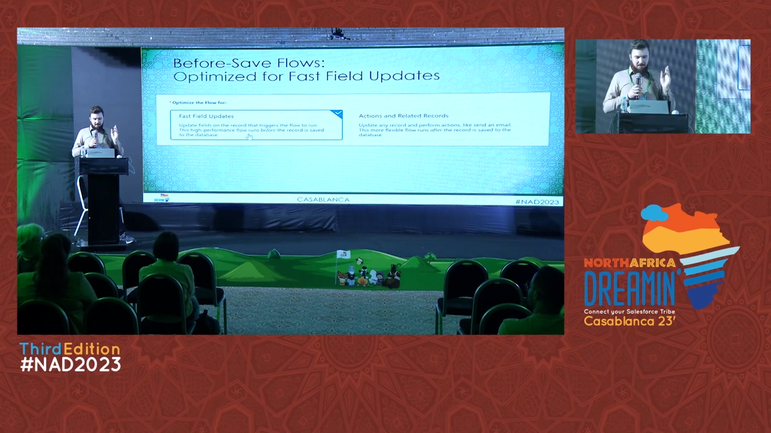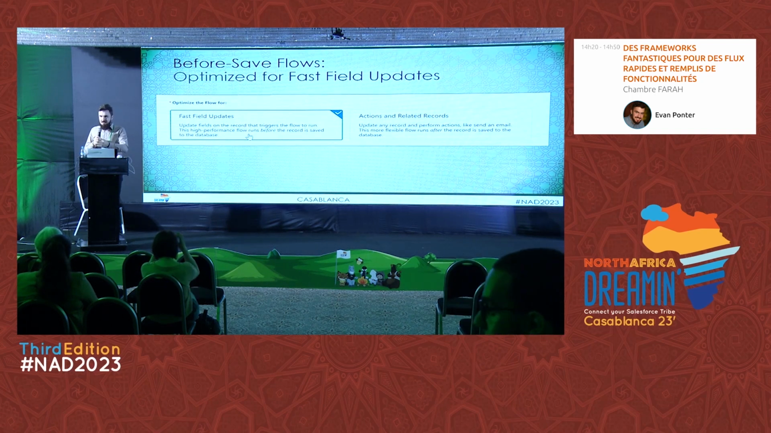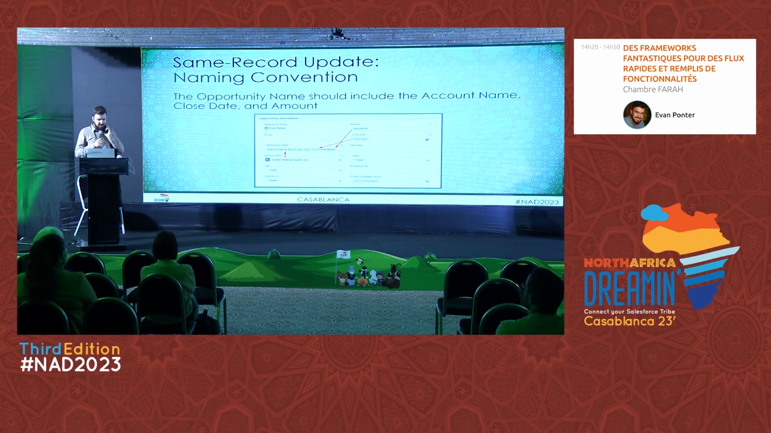So getting right to it, before save flows, optimized for fast field updates. What are they good at? They're really good at updating the same record that triggered the flow to run. So if somebody creates an account and you want to update another field on the account, you should be using that fast field update, a before save flow. So let's go through an example of that.